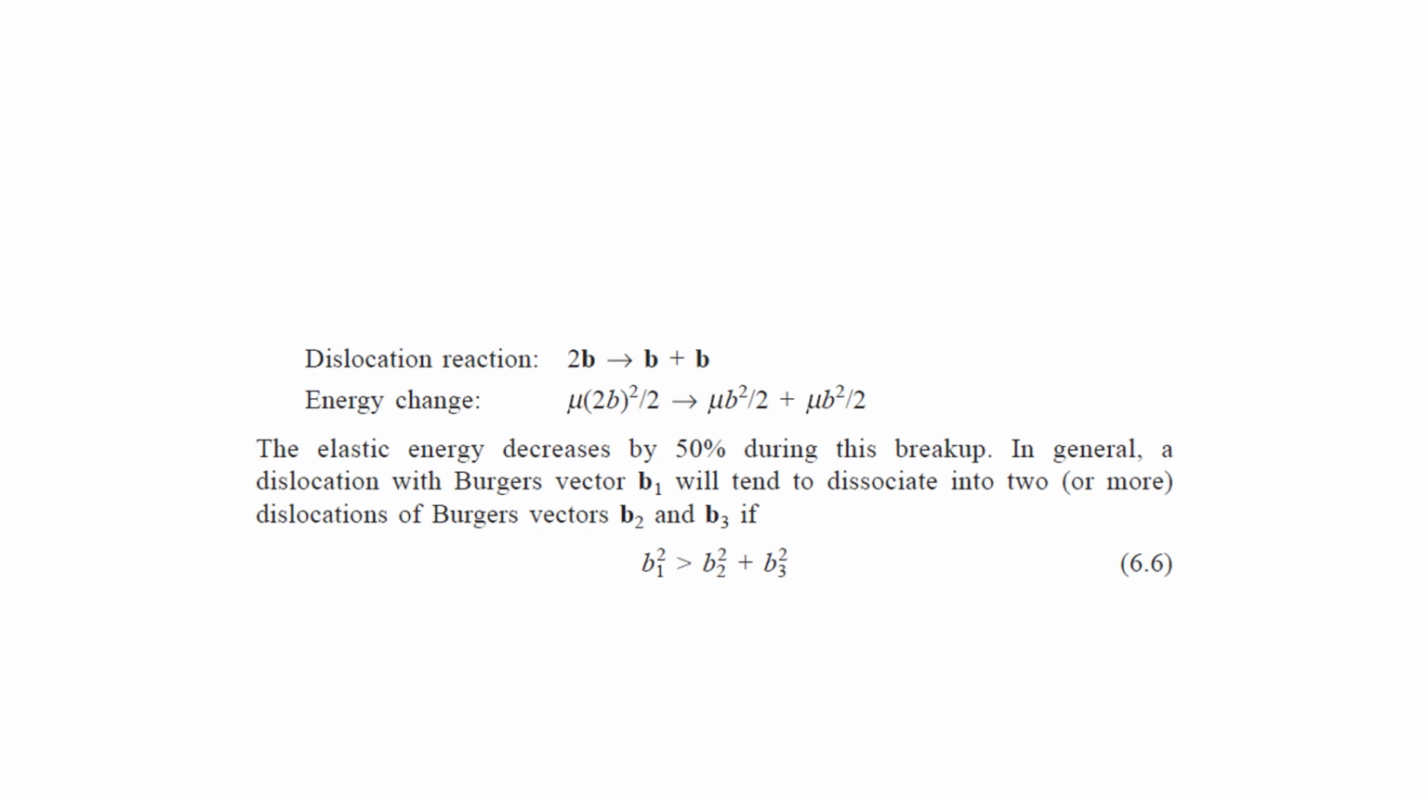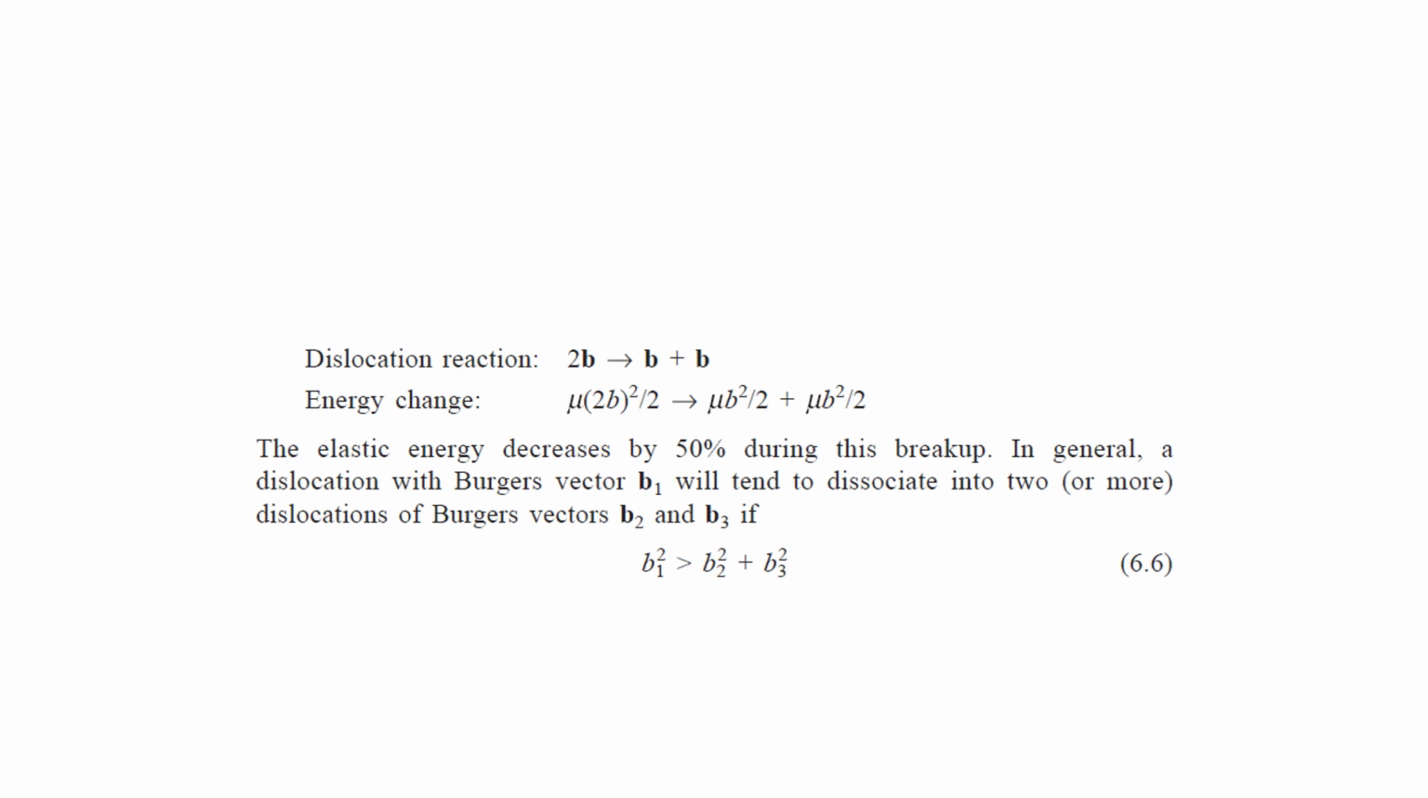We know that the elastic strain energy is proportional to square of the Burger's vector. Just now we learned that E is equal to mu 0 b square divided by 2. So elastic strain energy is proportional to square of Burger's vector. So in order to reduce this strain energy, dislocation tends to have as small a Burger's vector as possible. So for that, the Burger's vector is as small as possible.